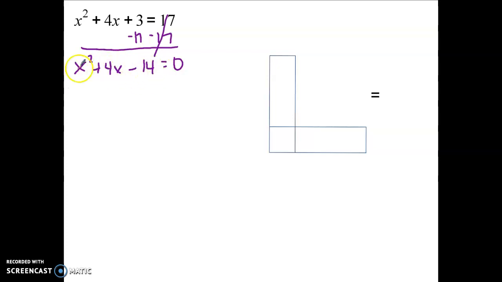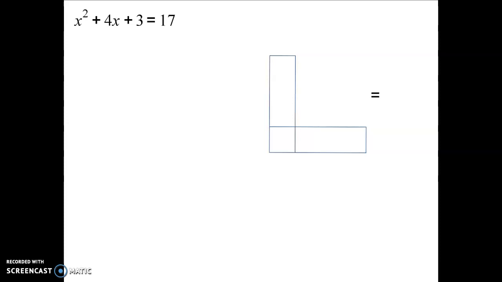And this is not in the right form to do the square root method like we did in the last video because I have this x to the first term right here. We didn't have that when we did the square root method. So completing the square gives us a different way to solve this one when those other methods don't work.